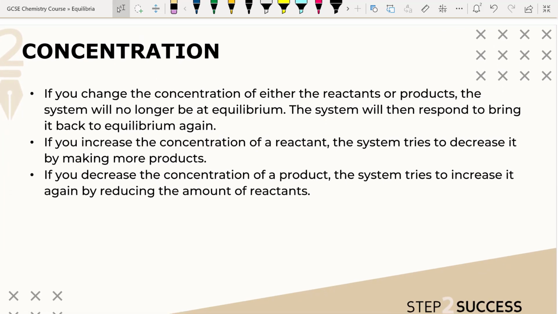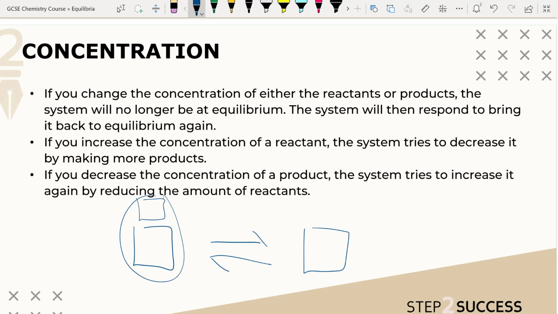And then concentration. If you change the concentration of either the reactants or the products, the system will no longer be at equilibrium. It will then respond to bring it back to equilibrium again. So, just to be clear, if this is the reversible reaction, where we've got a left-hand side and a right-hand side, if I increase the concentration of this side, so if I get more of the left-hand side, what will happen is that these will start to react faster, because now there's a higher concentration, and we'll end up using this up and producing more of the product until it's at equilibrium again.